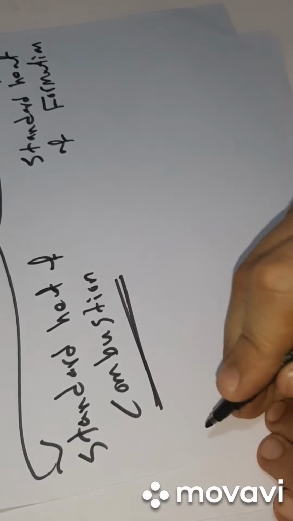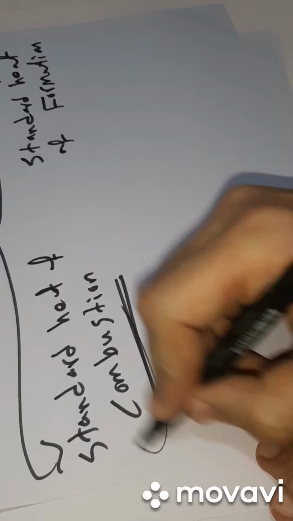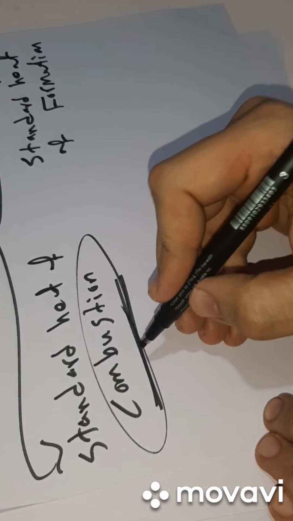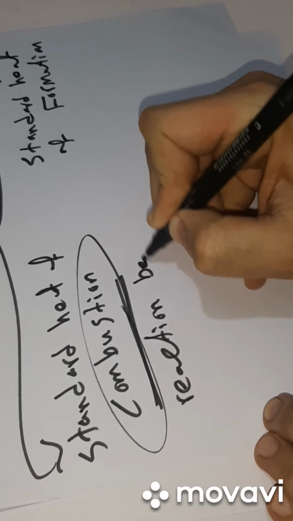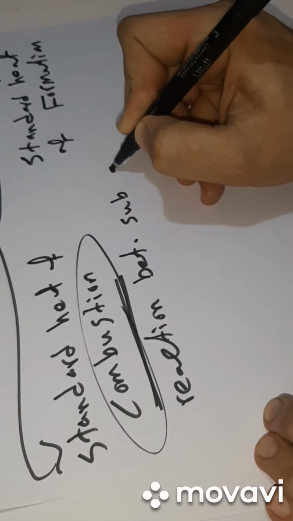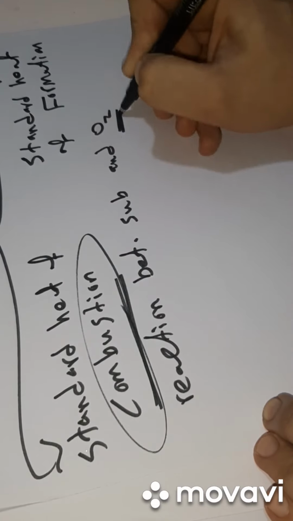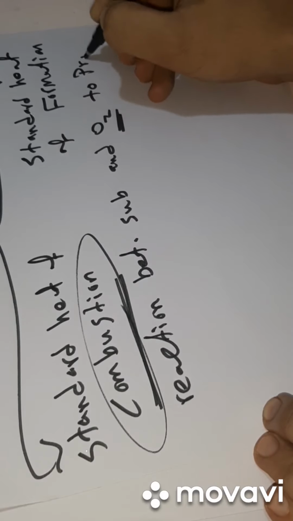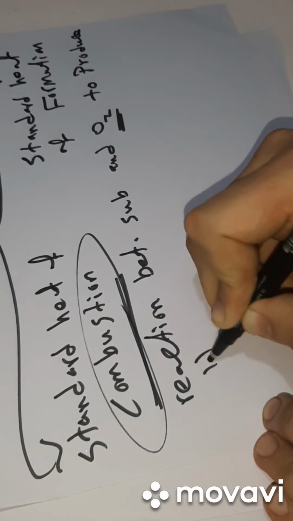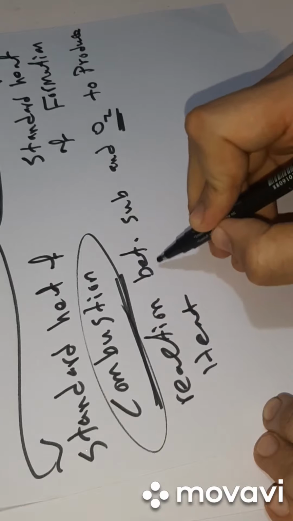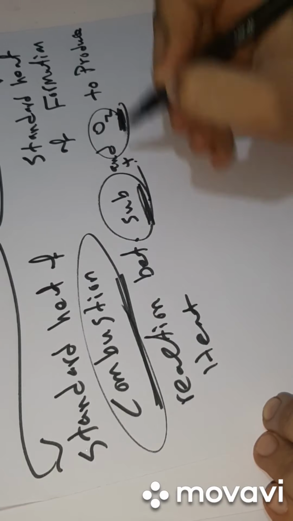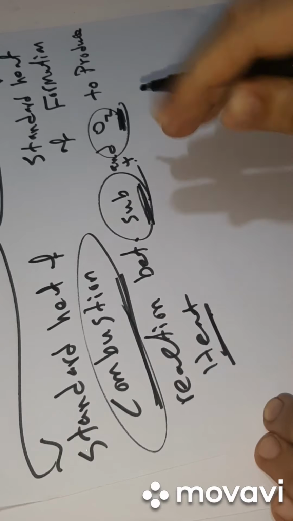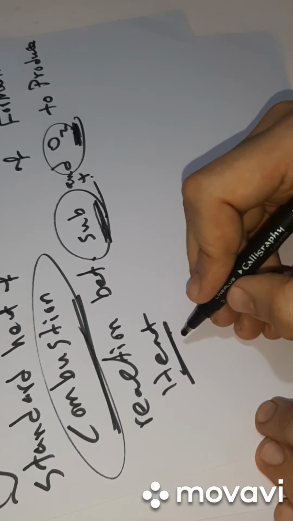First we will study the standard heat of combustion. Do you know what is meant by combustion? The word combustion means the reaction between substance and oxygen. Why? To produce heat. So combustion means the reaction between substance and oxygen, substance plus oxygen, to produce heat. Any organic substance.